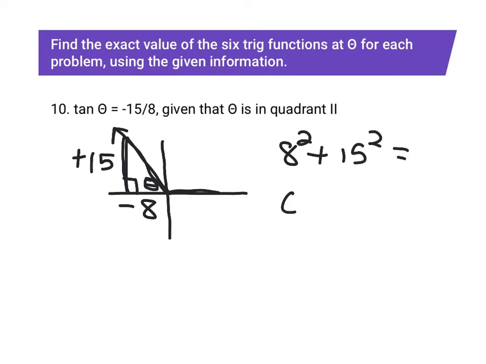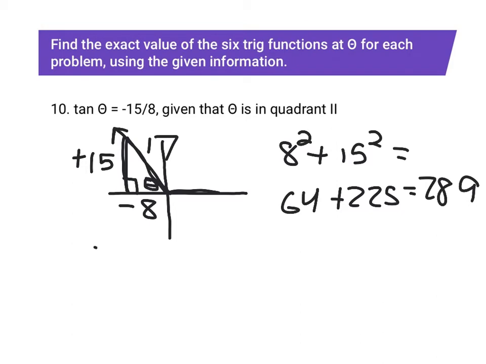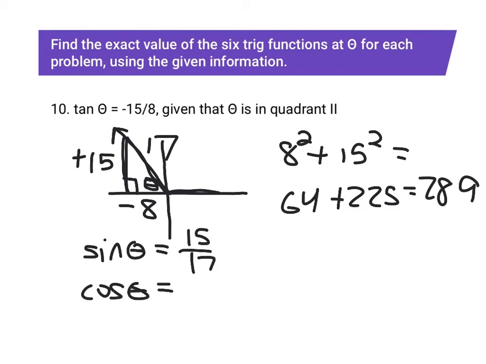And so I'm going to get 64 plus 225, and that's going to be 289. And I believe the square root of that is 17. So now we know that our hypotenuse is 17. So that tells us that the sine of the angle is going to be opposite over hypotenuse, so 15 over 17. Cosine of the angle is going to be adjacent, which is negative 8, over hypotenuse.